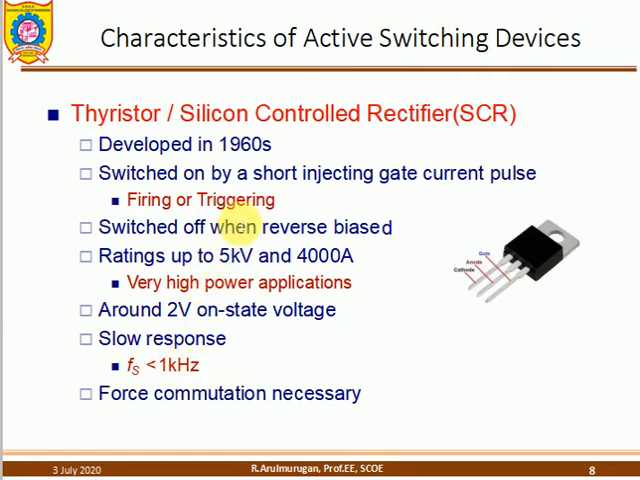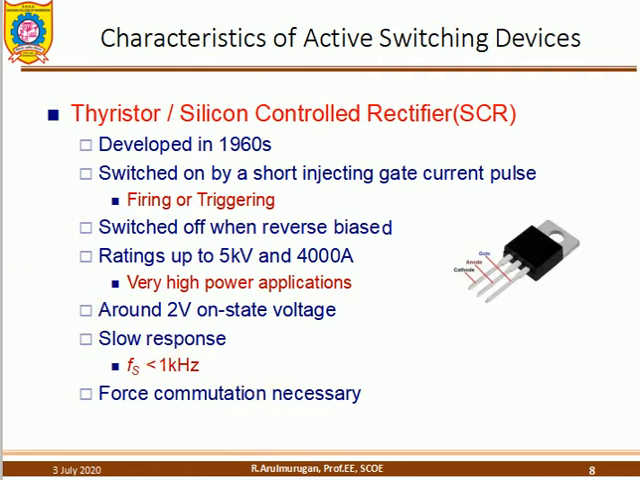You go to the triggering, or firing circuit, of the SCR. Force commutation is necessary for turning off the SCR. So you use force commutation or natural commutation methods to turn off the SCR.